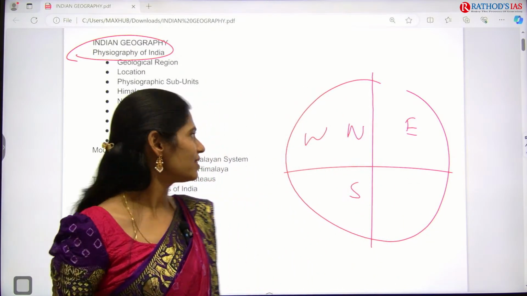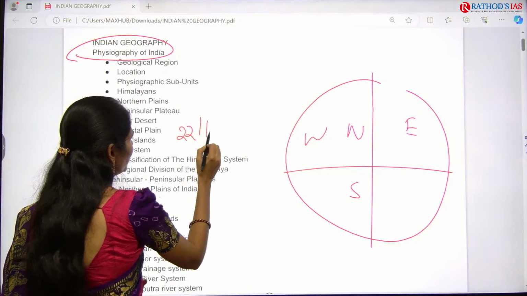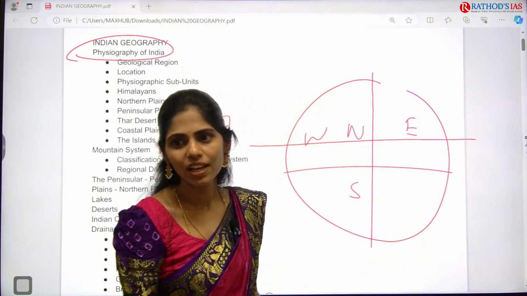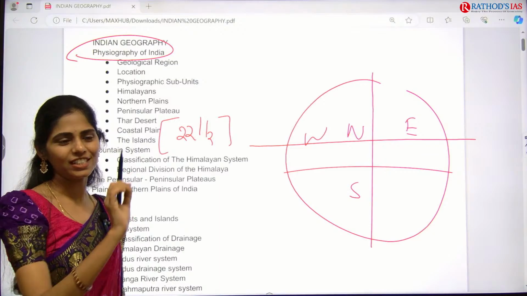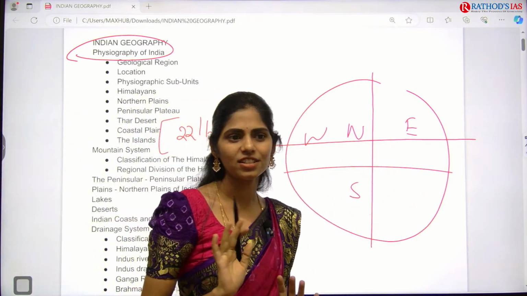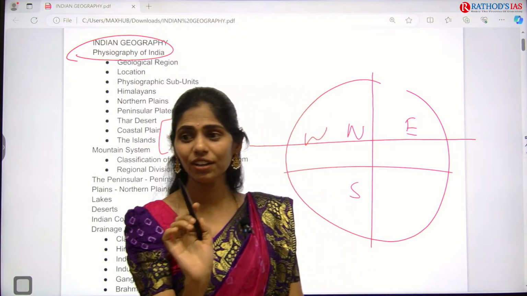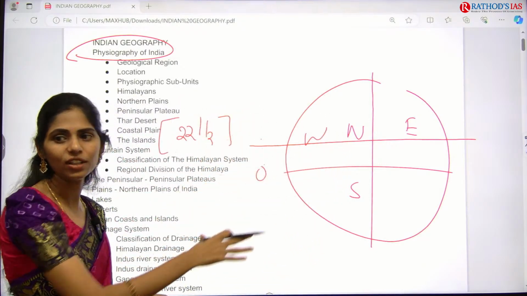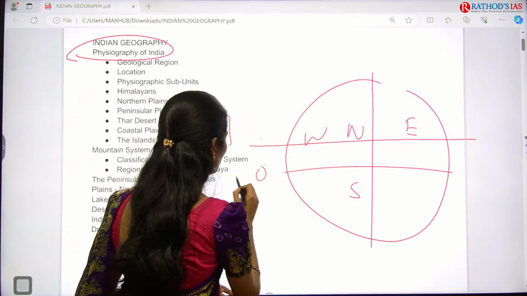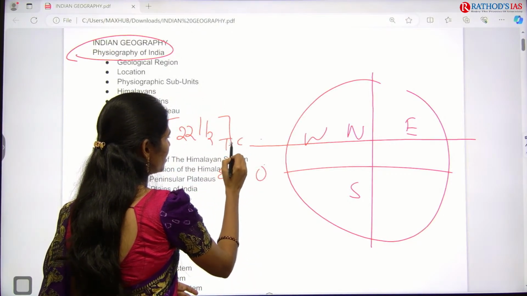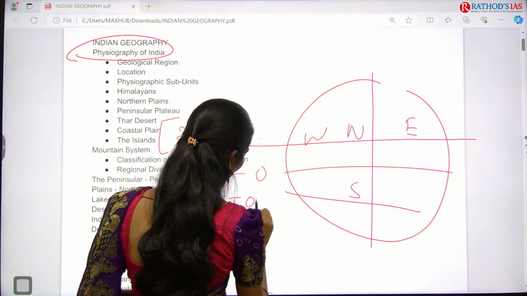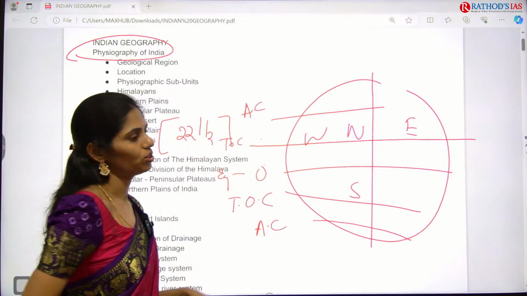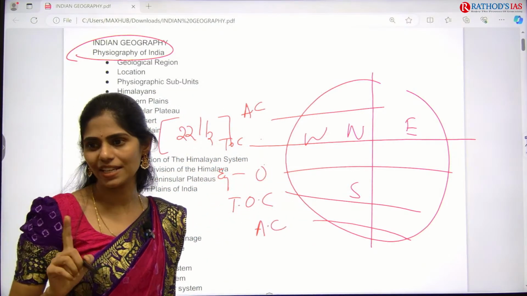Okay, and one more thing: the 22.5 degrees Tropic of Cancer passes directly through our India. There you may get a question like, through which states is the Tropic of Cancer passing? And even whenever you are reading world geography, you have to see these important latitudes and longitudes and where they are passing. For example, 0 degrees, which is our equator. Next is the Tropic of Cancer, Tropic of Capricorn. We have the Antarctic Circle, the Arctic Circle. So through which countries are these latitudes passing?